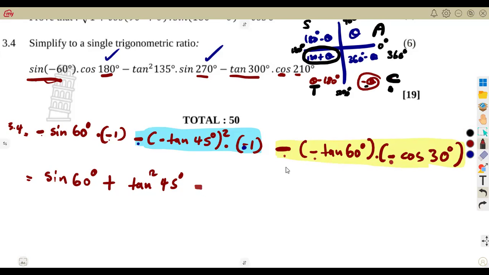Okay. Which was going to be negative at the end. So it was going to be like this, negative. All right, that's negative tan 60 times cos 30. This is where we are.